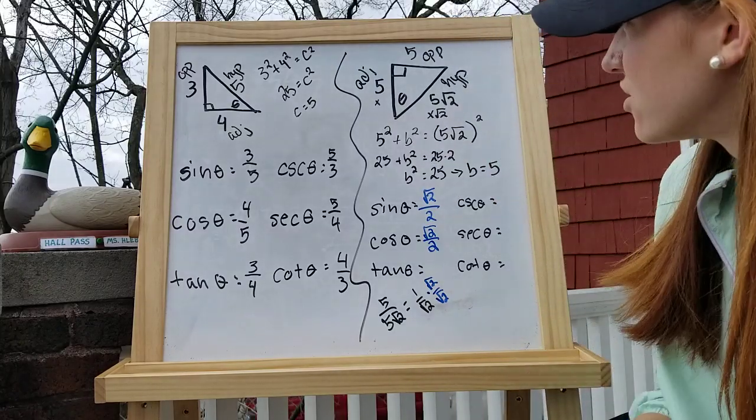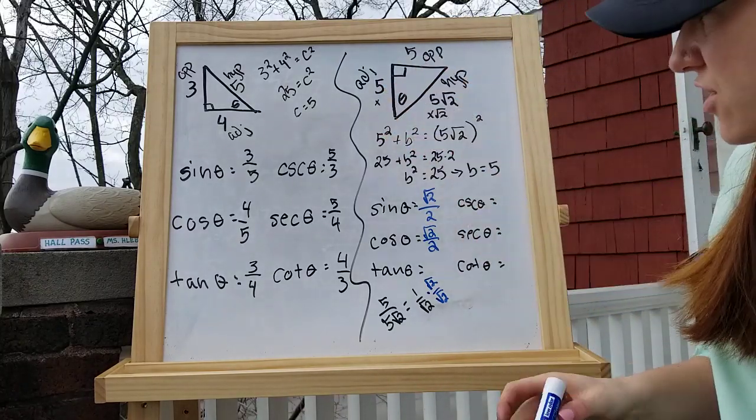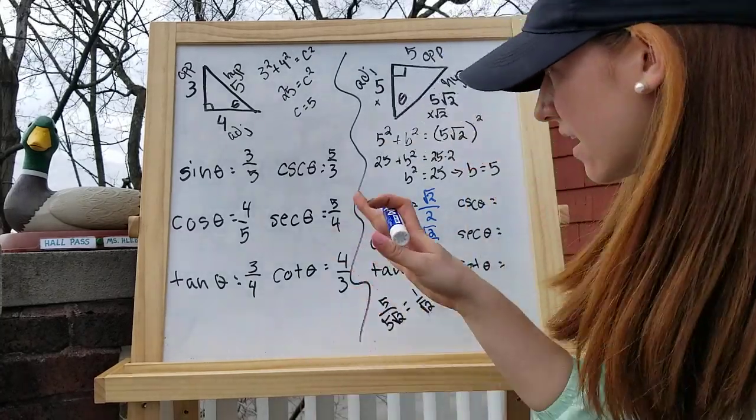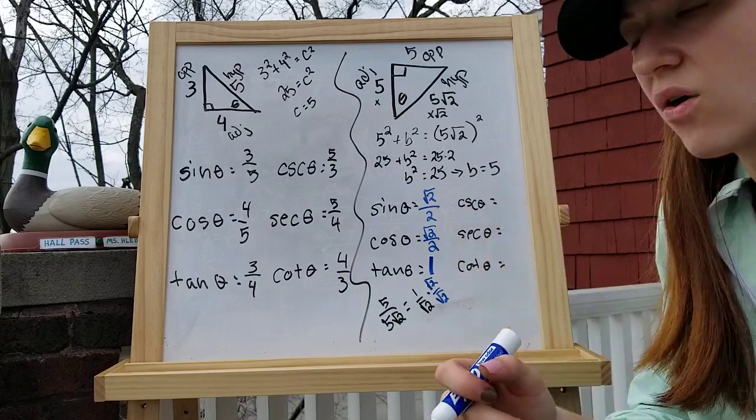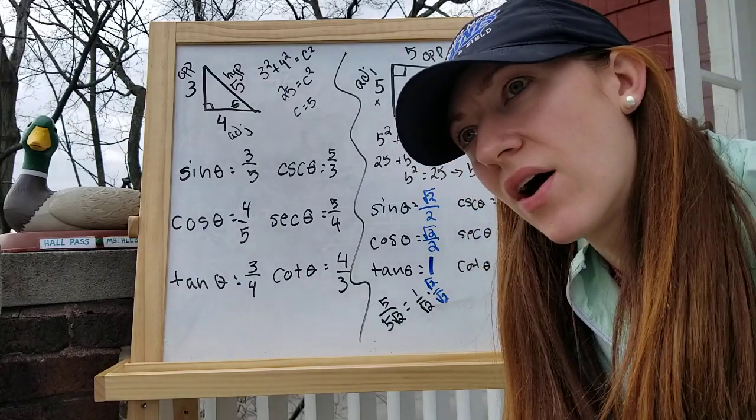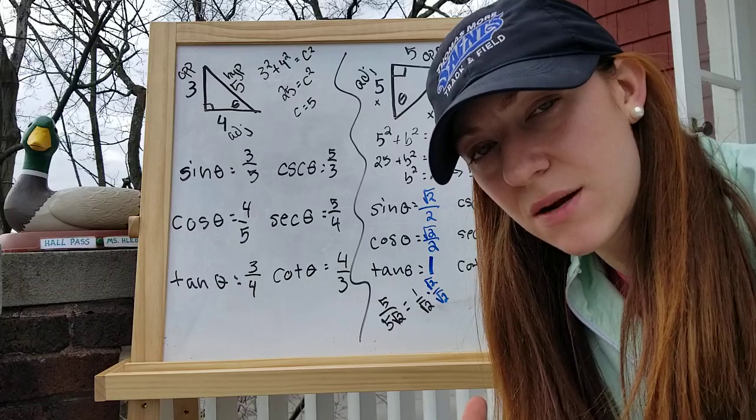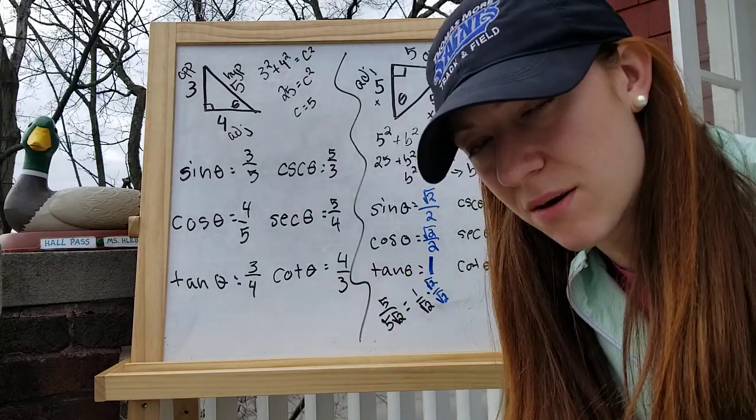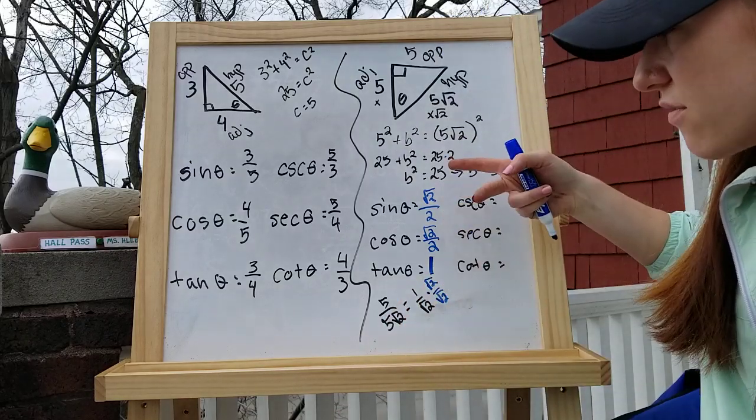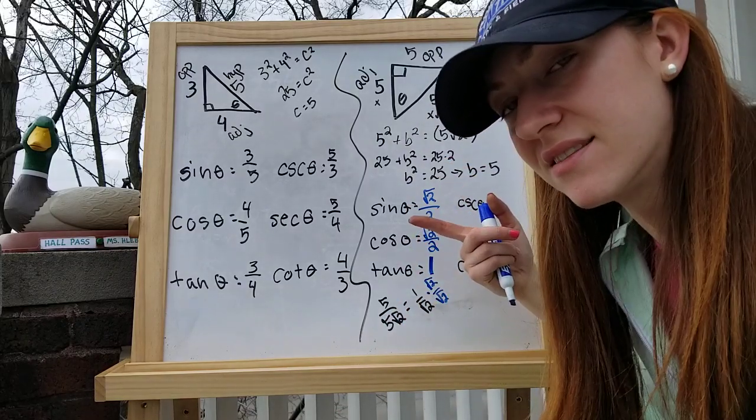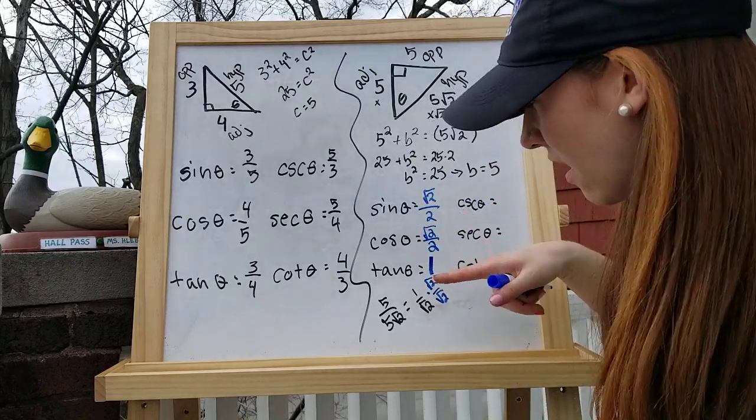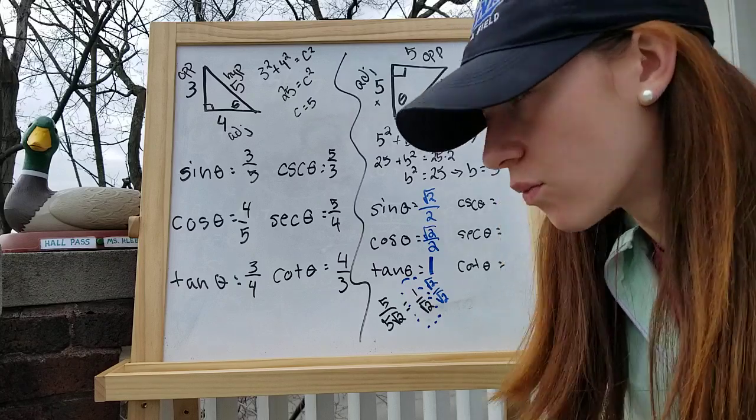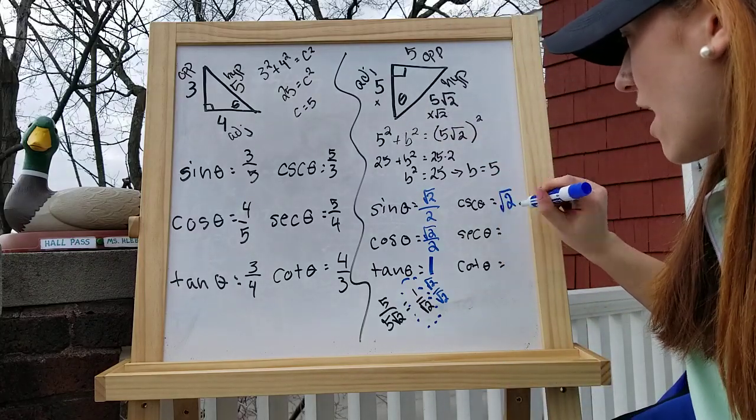And then for tangent, I would do opposite over adjacent, which is 5 over 5, or 1. And then I take the reciprocal of those. In the previous video, I talked about how sometimes when I'm taking the reciprocal, it might be easier to look back at a step before you take the reciprocal. So instead of doing 2 over radical 2 and then having to rationalize the denominator yet again, you can look back a step and do radical 2 over 1, which is already rationalized.